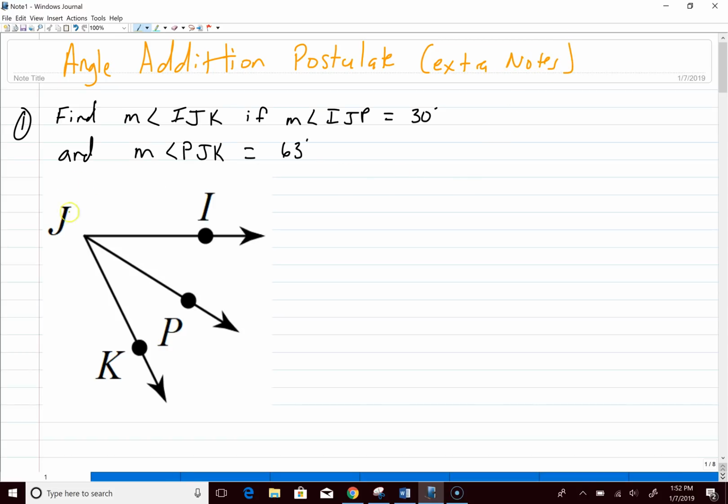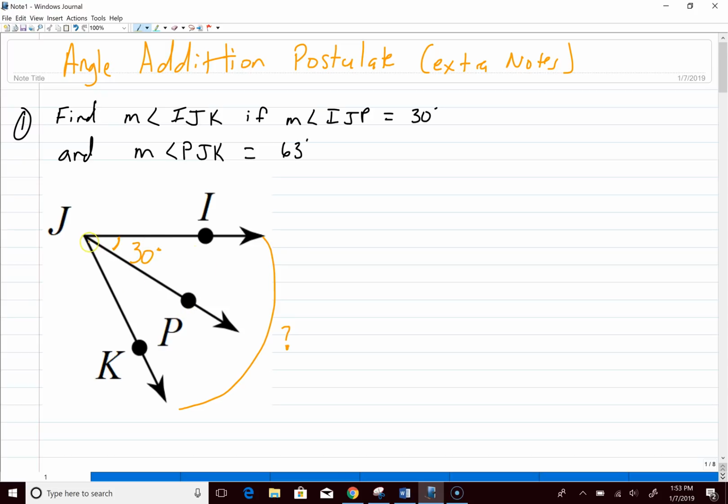All right. So number one, there's the picture there. Find the measure of angle IJK. So it wants to figure out the angle to all of it. What is the angle to all of this? Because IJK means the whole thing. If the measure of angle IJP, that's right here, is 30, so this is 30 degrees.